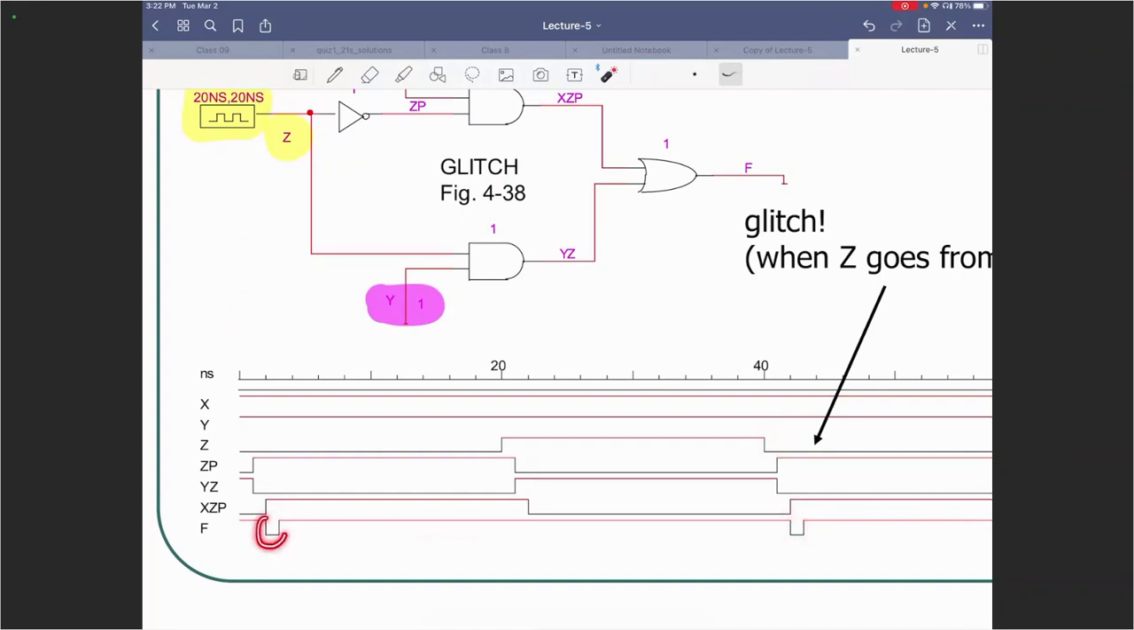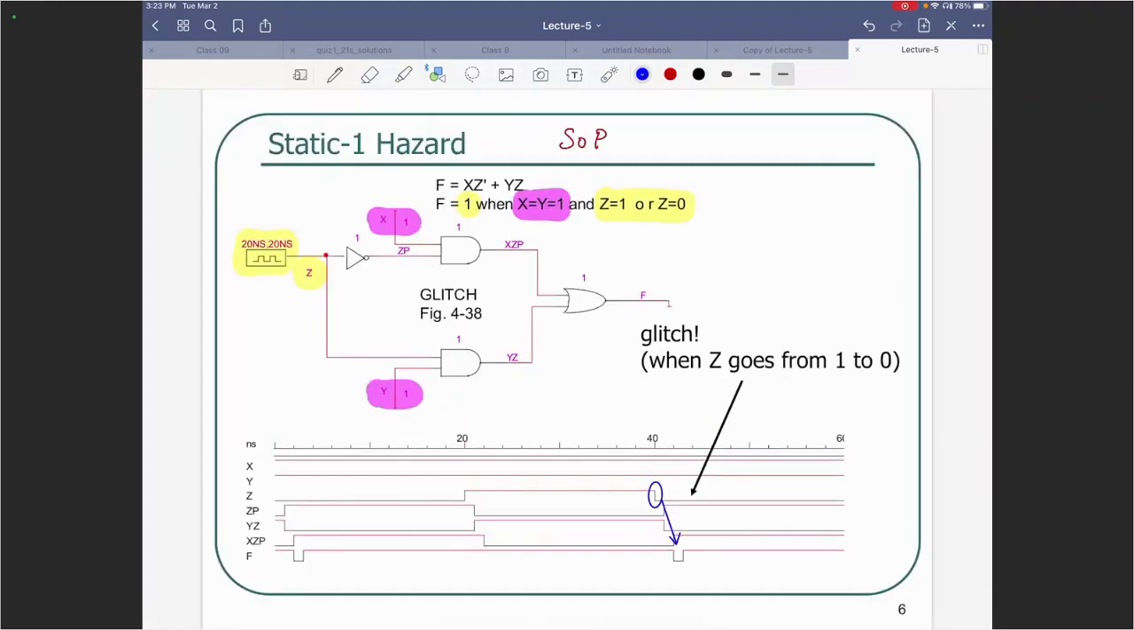And I see a 1 here, which means that Z went from 1 to a 0 just before this diagram, which is not shown. Right. So this guy caused that problem. Only when Z goes from 1 to 0, you get an accidental 0 in F. You didn't want that. You didn't expect that.